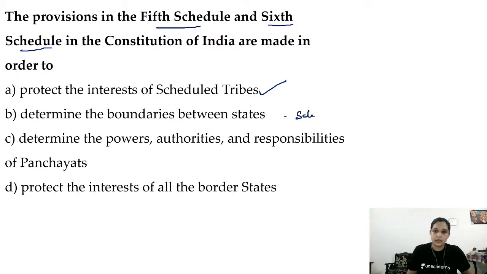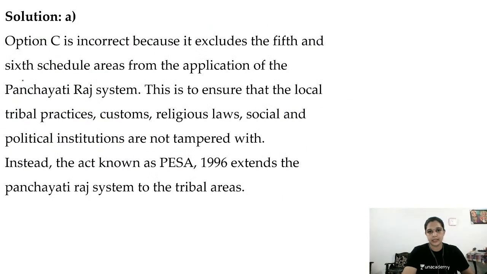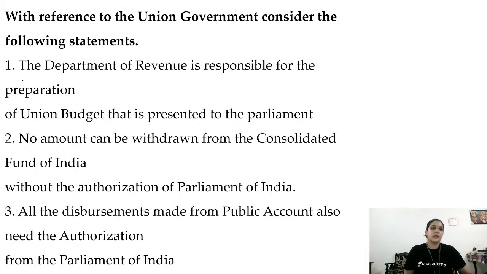Determining the boundary of states: we have Schedule 1, Union and its territory. Powers, authorities and responsibilities of Panchayats are in the 11th Schedule. We know that very well. The interest of all border states may come in different schedules, but definitely not the 5th and 6th Schedule. So I'm coming to the conclusion A. It's a very straight question, nothing much to worry about.